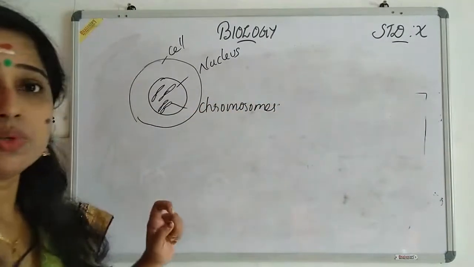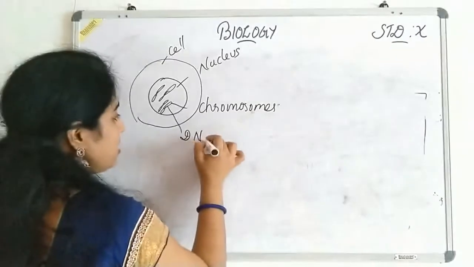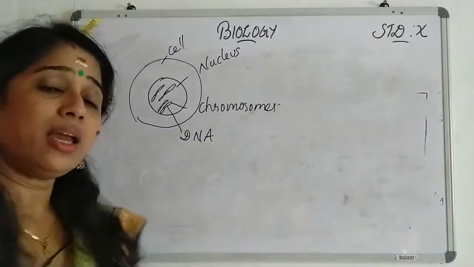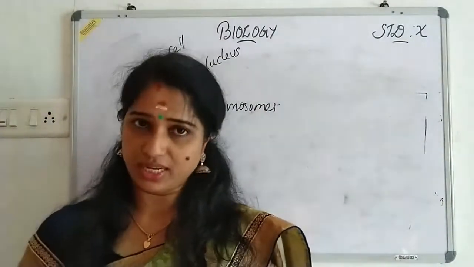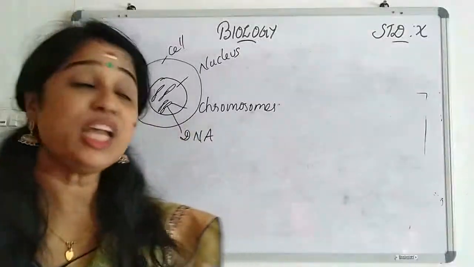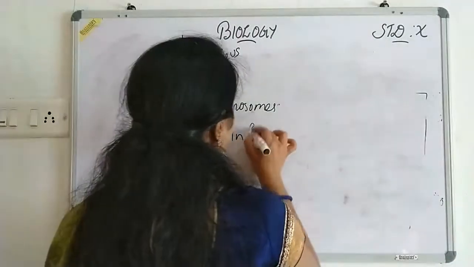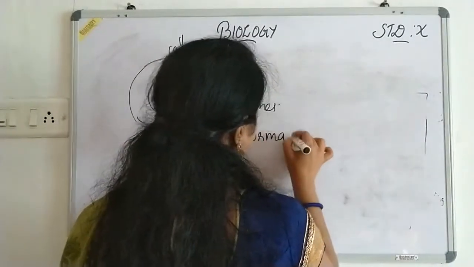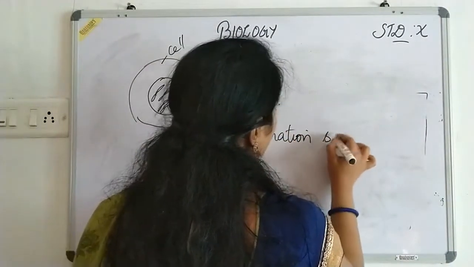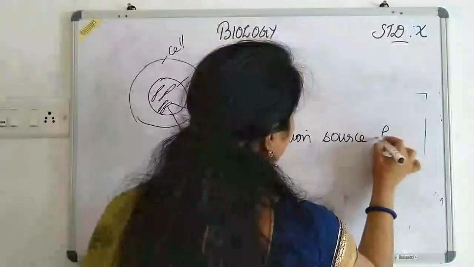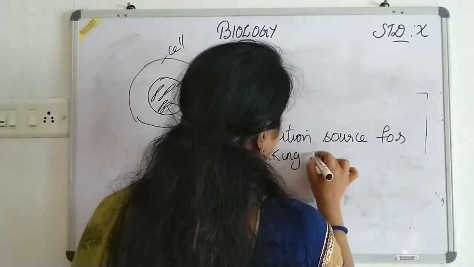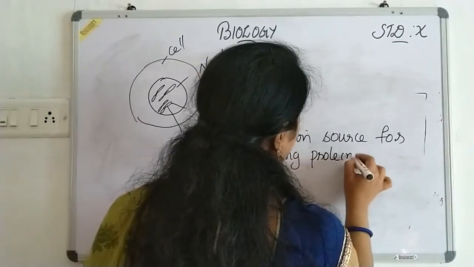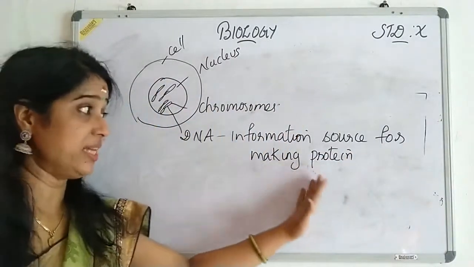So, in the chromosomes, we could see the DNA. DNA is often called the information source for making proteins. DNA is the information source for making proteins.